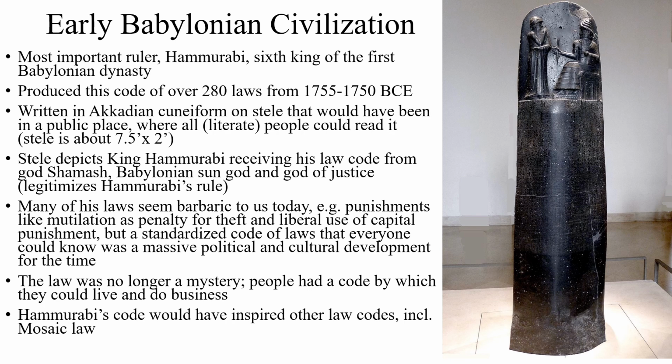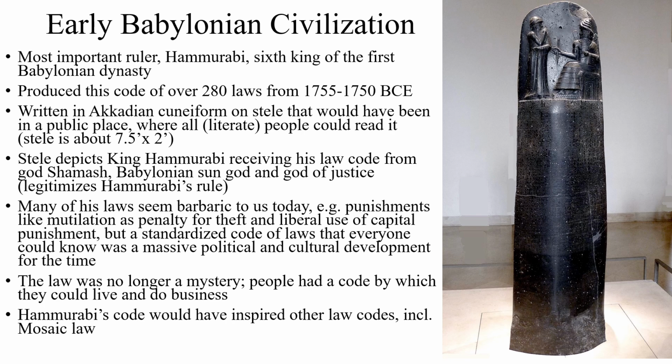And now we'll talk about what is perhaps the most enduring contribution of the early Babylonian civilization, Hammurabi's Code of Laws. The early Babylonian civilization's most important leader, Hammurabi, was the sixth king of the first dynasty. As king, Hammurabi produced over 280 laws, which were codified between 1755 and 1750 BCE. Hammurabi's laws were recorded in Akkadian cuneiform on a stele that would be placed in public, where all literate people would be able to read it.